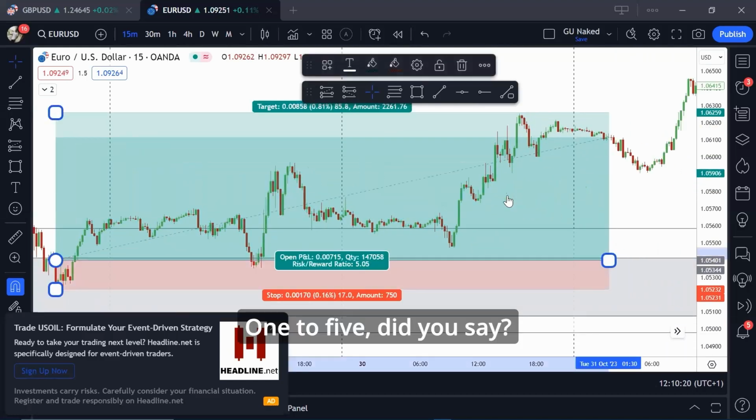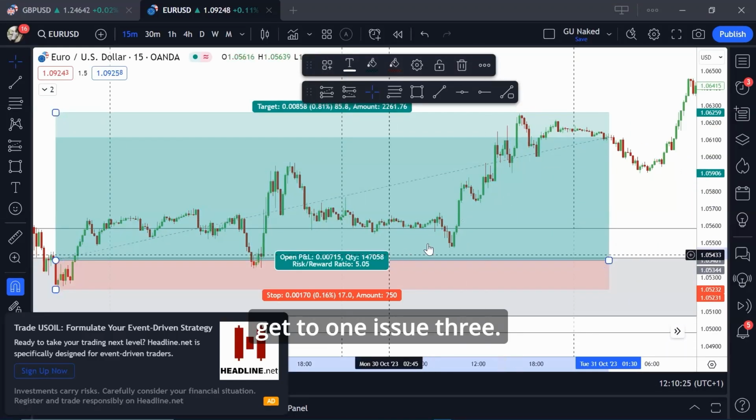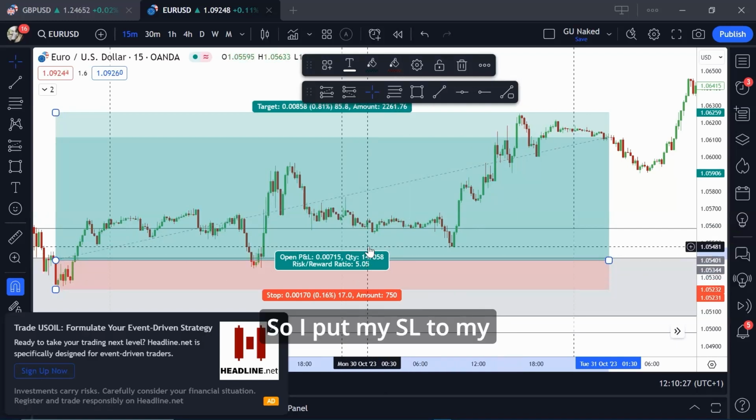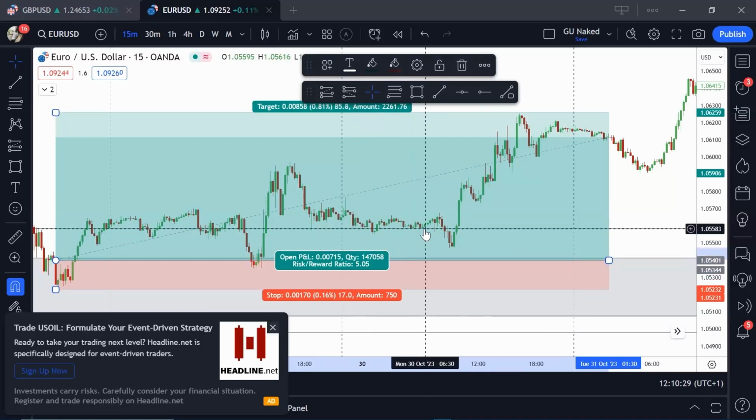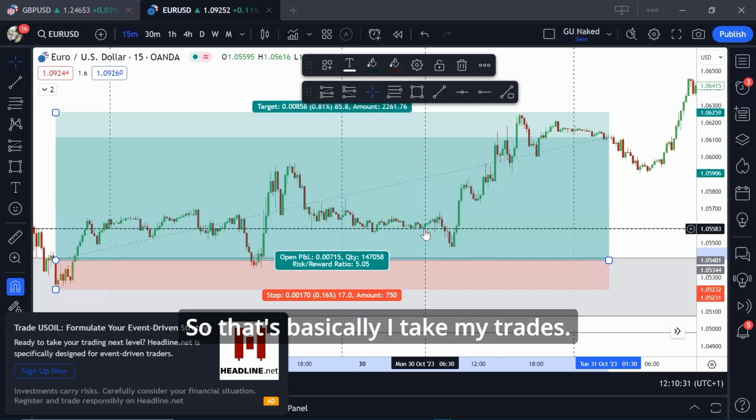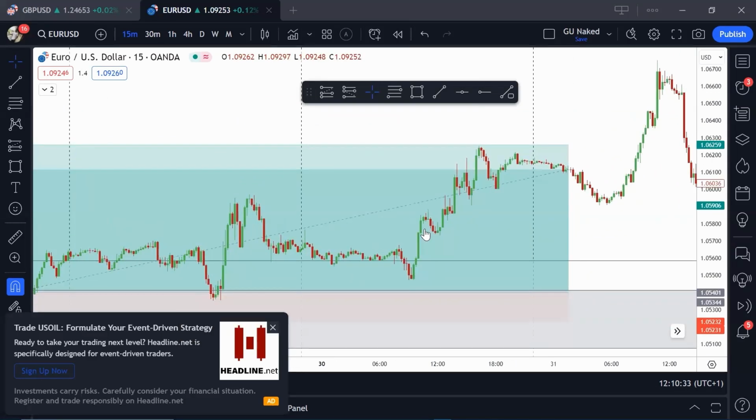1 to 5, did you say? Yeah, 1 to 5, yes. But I break even when I get to 1:2. So I move my SL to my entry at 1:2, then I let the others run. So that's basically how I take my trades.